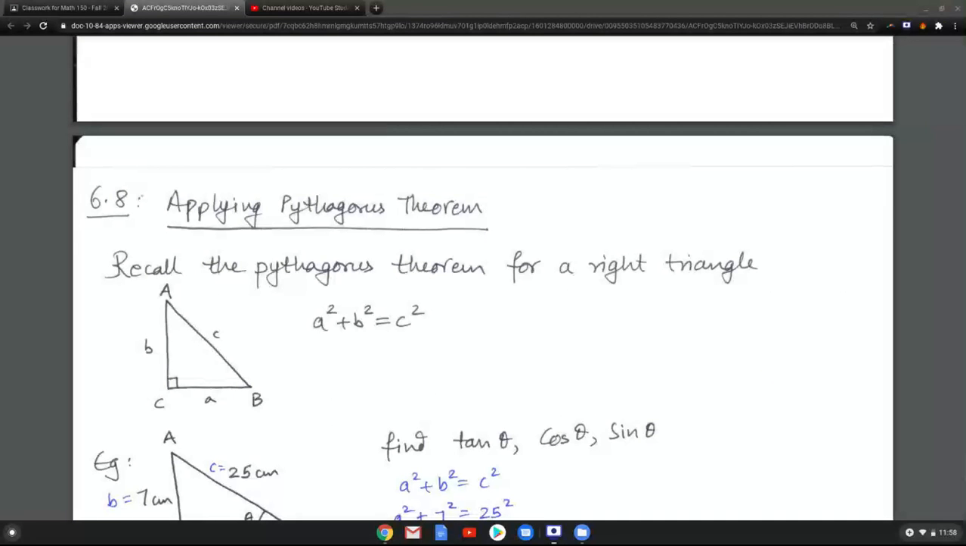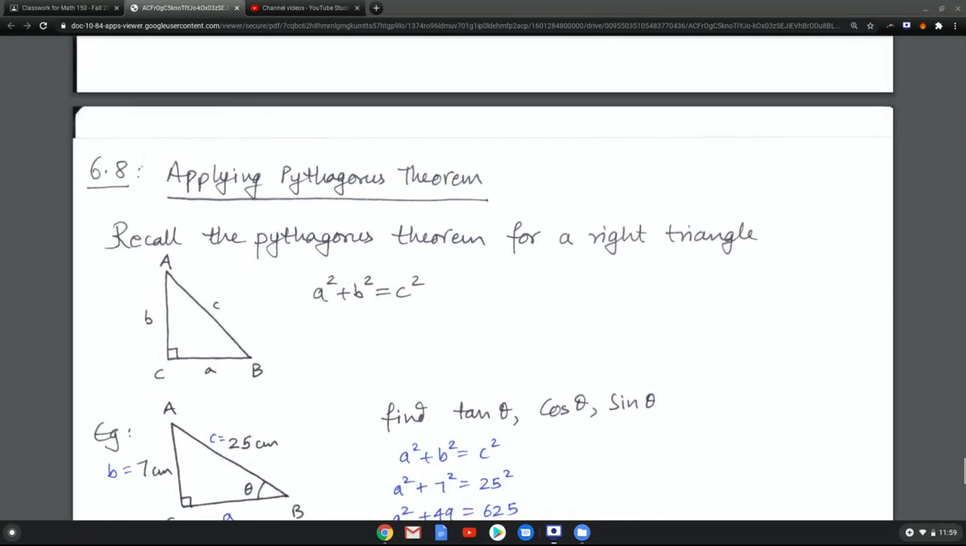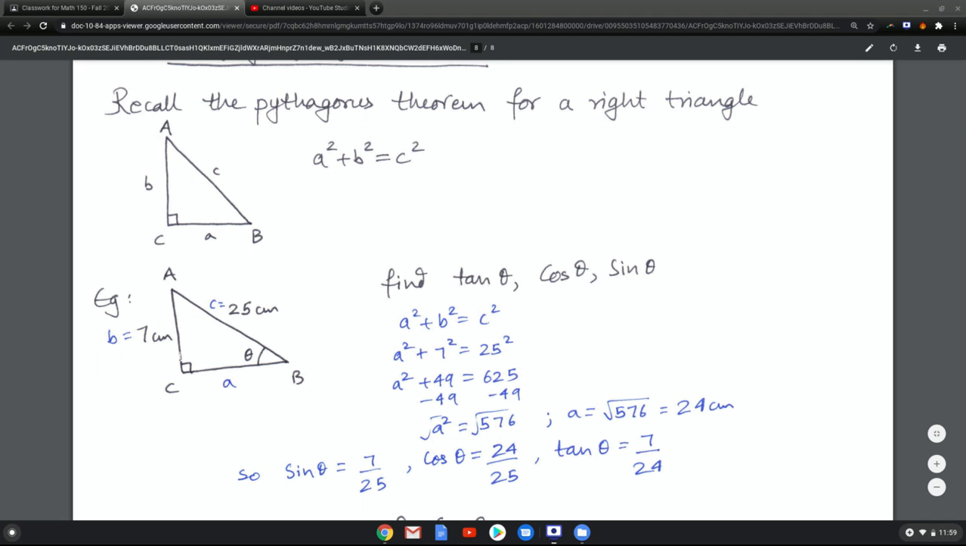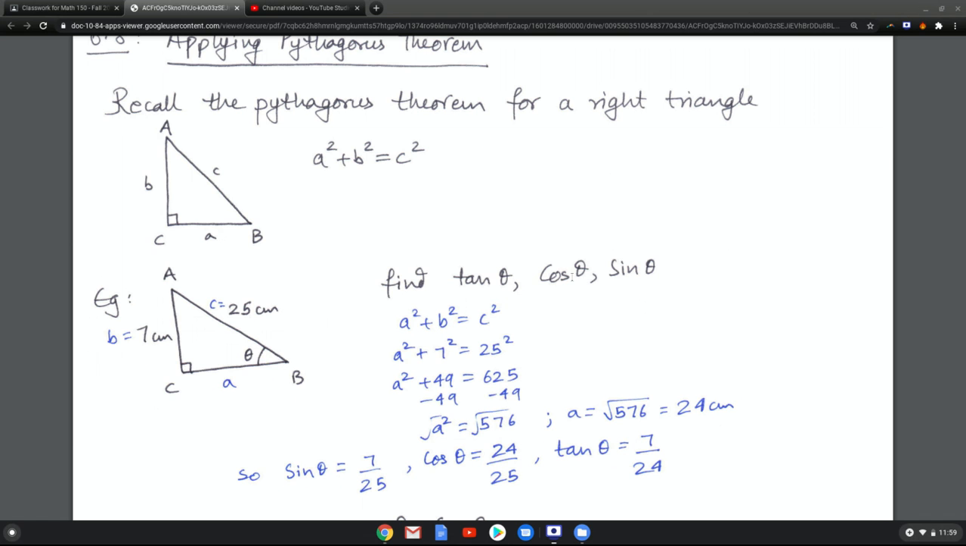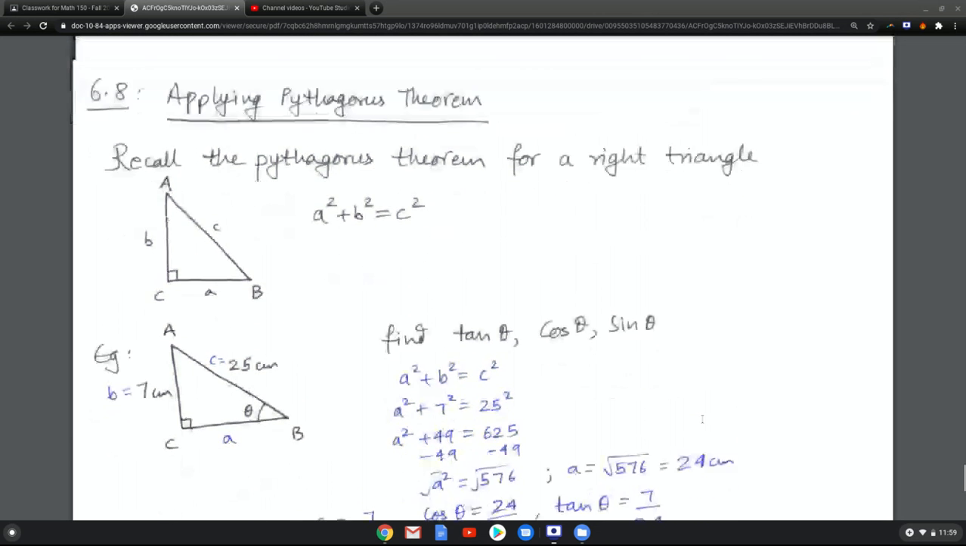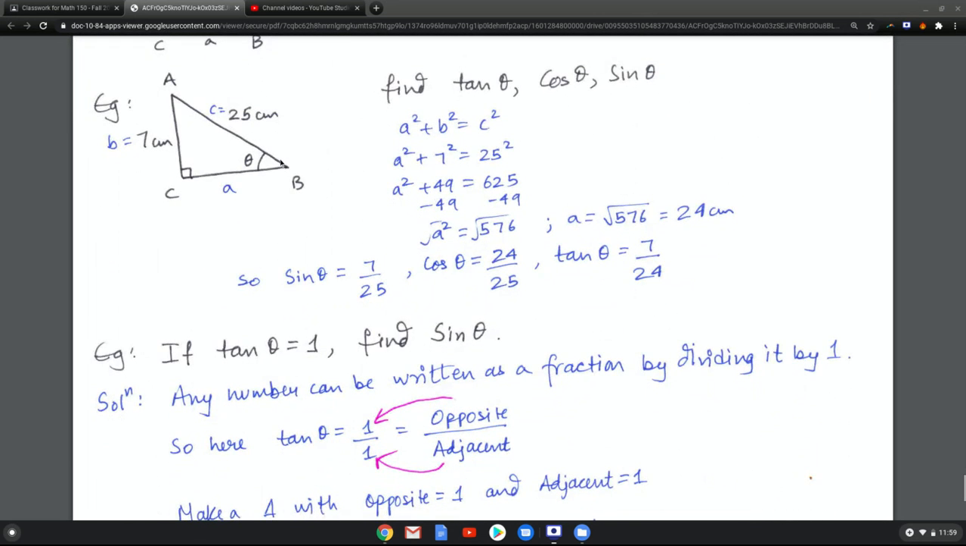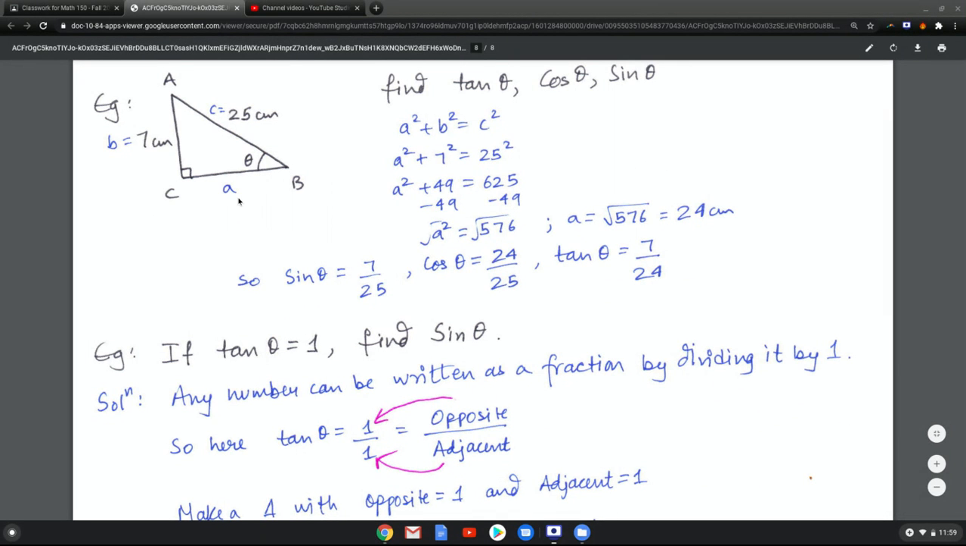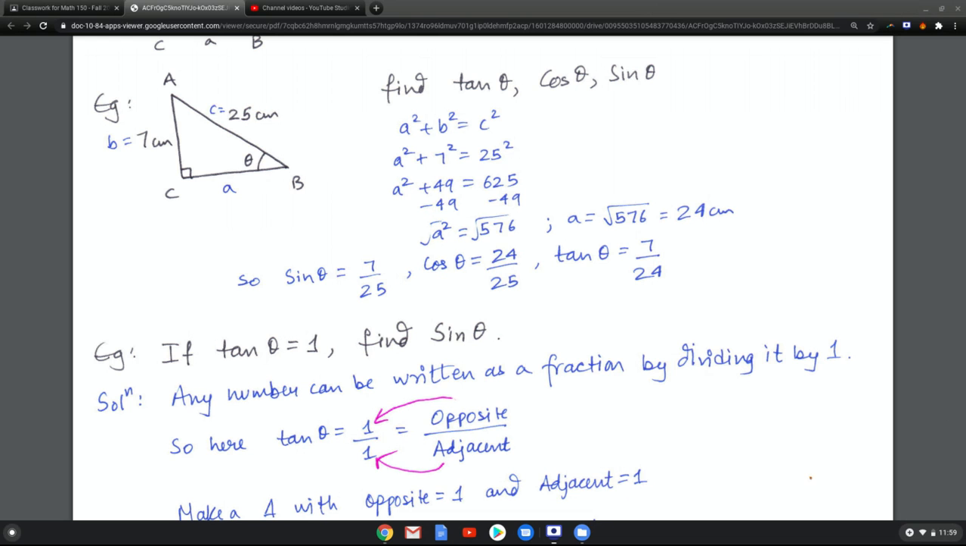Now, recall that we learned something called the Pythagoras theorem for a right triangle. Sometimes you may have to apply Pythagoras theorem to find trig ratios. For example, if you're given this triangle with hypotenuse 25 and one of the legs 7, and you're asked to find tan, cosine, and sine. First, you are going to have to apply the Pythagoras theorem to find the unknown side. So a squared plus b squared is c squared. Solving gives you a is 24. So sine theta becomes opposite, which is 7, over hypotenuse, which is 25. Cosine is adjacent, which is 24, as you just found out, divided by hypotenuse, which is 25. And tangent is opposite, which is 7, divided by adjacent, which is 24.